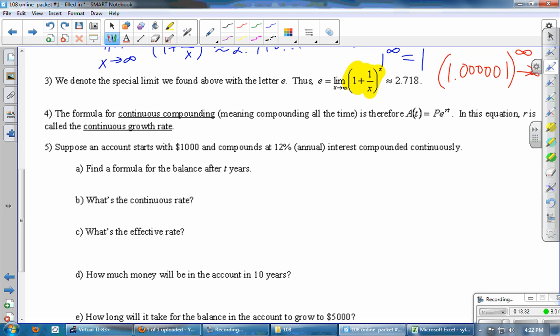Number 5. Suppose an account starts with $1,000 and compounds at 12% annual interest compounded continuously. Find a formula for the balance after t years.